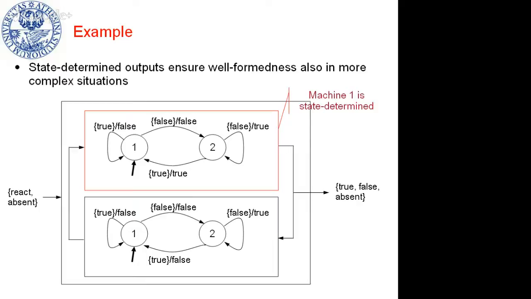And now we go back to this. If the input is false, then this is the transition for the first one. So as the result of the composition, the two machines go into 2-2. And the output is false. So from 1-1, we go into 2-2 when we react, and the output is false.